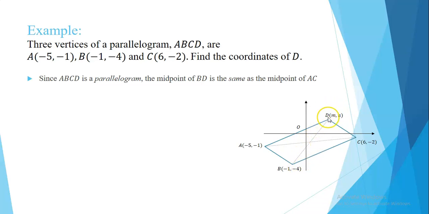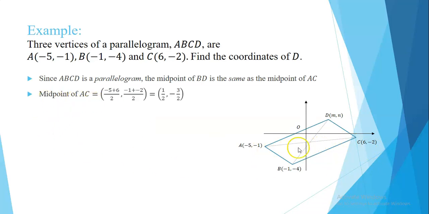Then if we took m plus -1 and divided that by 2, we would get the x coordinate of this midpoint. In the same way, if we took n plus -4 and divided that by 2, we would get the y coordinate of the midpoint. So the first thing we're going to do is find the midpoint of AC.